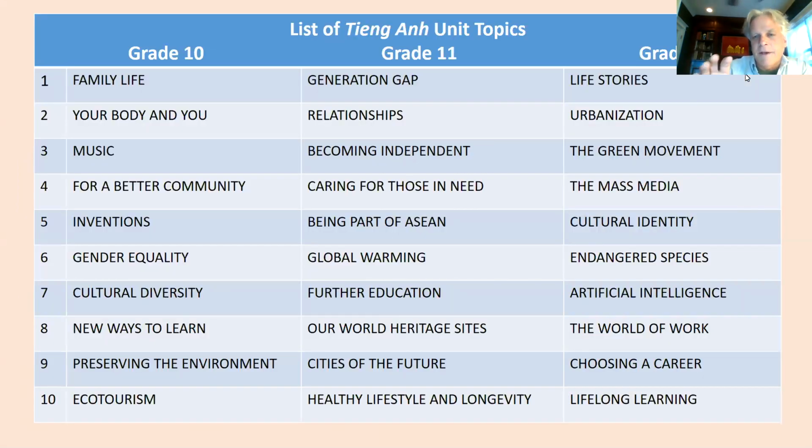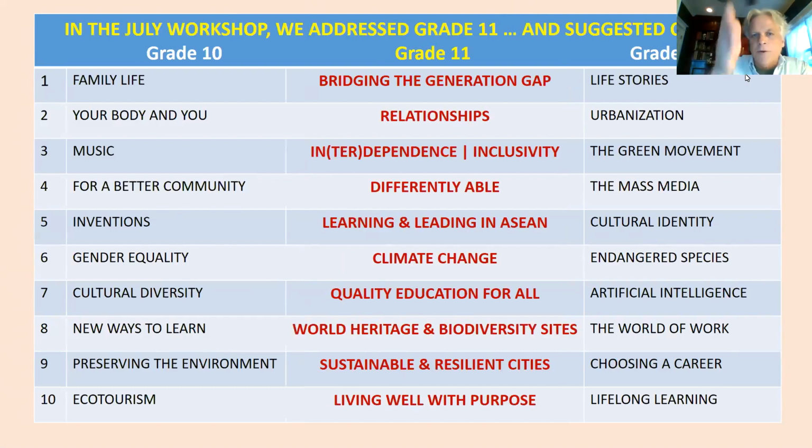And this is a grid of the 30 topics that are covered at grades 10, 11, and 12, chapters 1 to 10 in the Tingan units. We've been focused, of course, on that middle group, grade 11, and we've suggested some slight changes to the language for each of those 10 levels. We did not get to unit 10, we only got to unit 9.